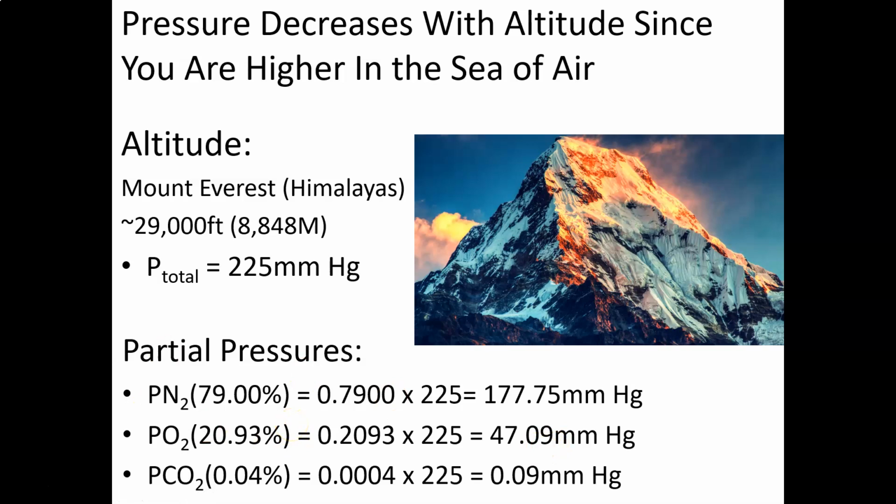The top of Mount Everest is almost 29,000 feet, almost 30,000 feet. It's the highest point on the Earth's surface where there's land. And it depends on, again, the weather and time of year and stuff, but the total pressure up there is about 225. Now, again, you just do the calculations we had, and I want to call your attention to this one, 0.2093 times 225. Now, this is a big problem because you notice the partial pressure for oxygen is 47.